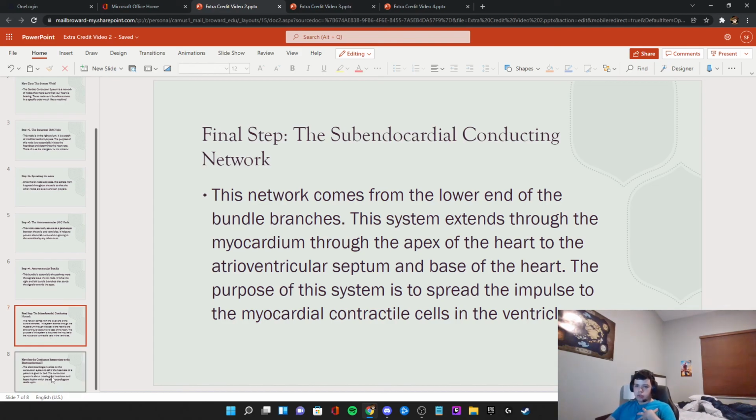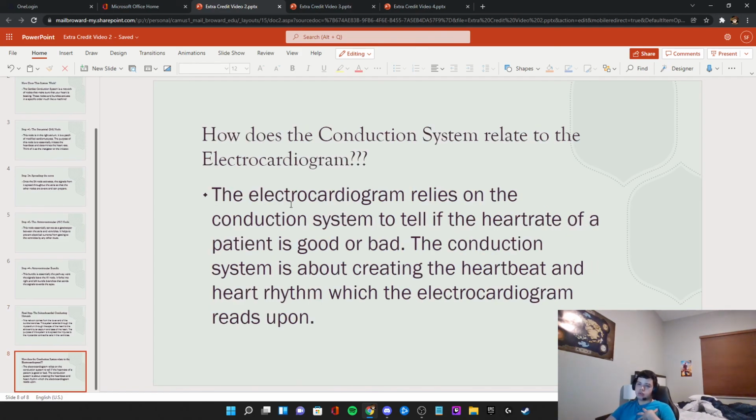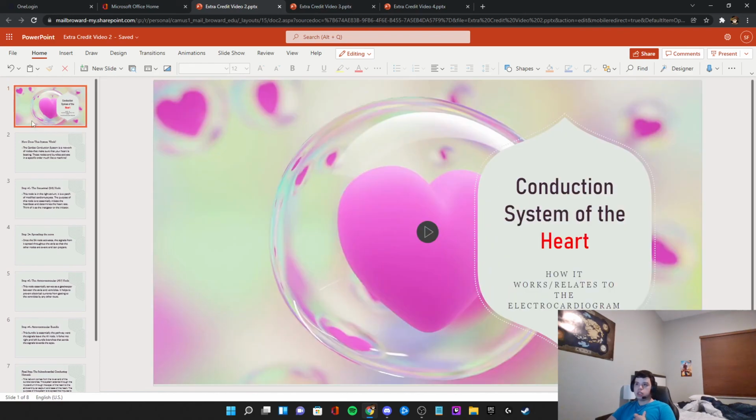Okay? So I already covered how it relates to the electrocardiogram, but that's pretty much the conduction system of the heart from what I could gather.